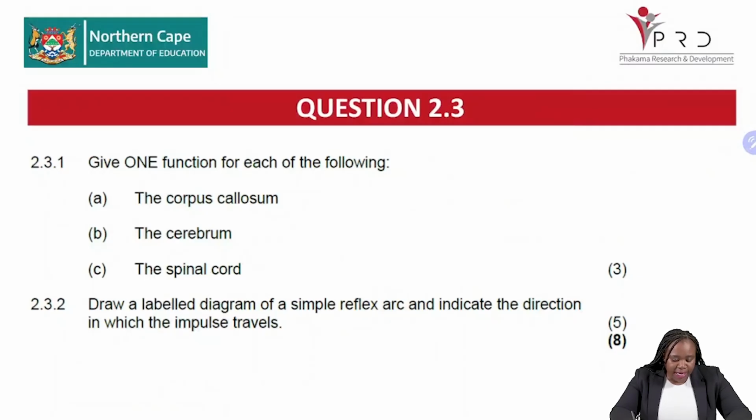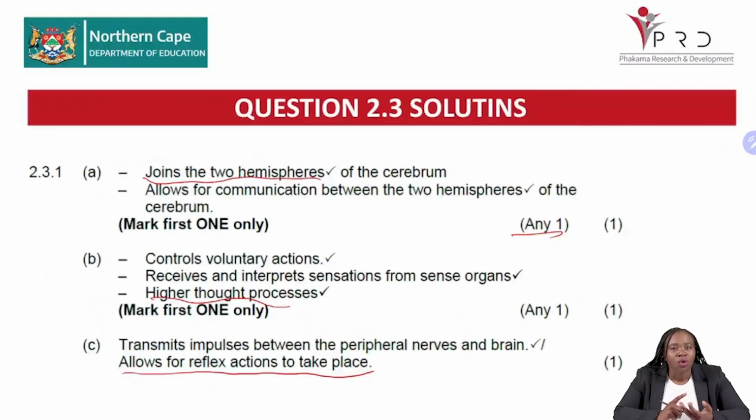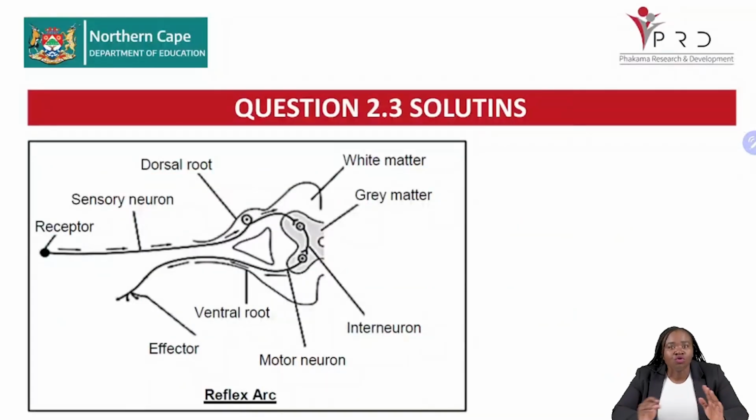2.3.2. Draw a labeled diagram of a simple reflex arc and indicate the direction in which the impulse travels. Right. So when we're talking about a reflex arc now, we are going to show our motor neuron, our sensory neuron, the dorsal root and the ventral root. We are going to show our connector neuron as well. And remember, when you draw this, it can be on the left side or the right side, whichever one you choose, as long as it is clear which neuron is which. Now let's have a look at that.